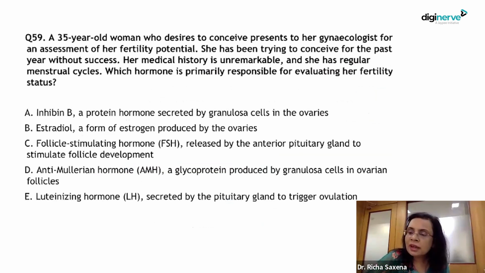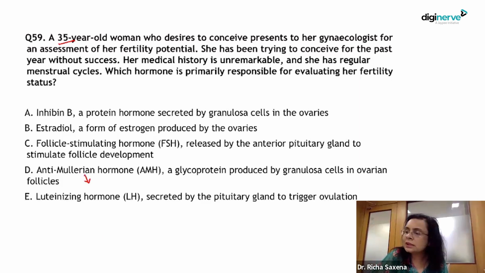So she's 35 years old, and which hormone should be measured for evaluating her fertility status in this case? Why AMH? Everybody has answered AMH. Why is it AMH? AMH gives you an indication of what? It tells you about the ovarian reserve, and that is again important for a 35-year-old woman.